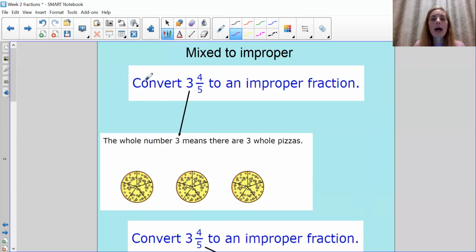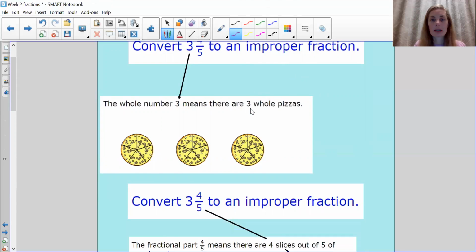Right, so I want to convert 3 wholes and 4/5 to an improper fraction. And hopefully you can remember what an improper fraction is, and that's why I said it's so important that you know what this terminology means, okay? So an improper fraction is where my top number is bigger than my bottom number. So let's have a look.